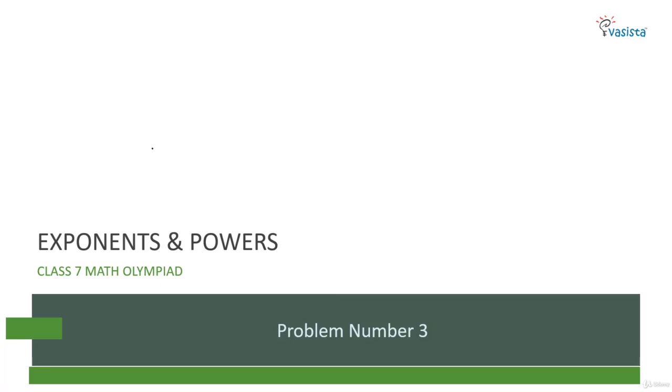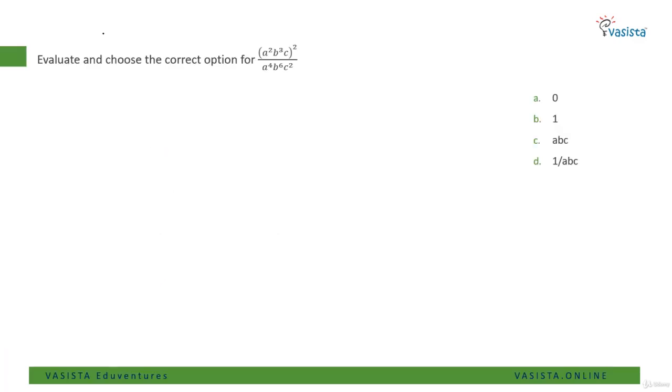Fine, let me go with the third problem here. Evaluate and choose the correct option for (a² b³ c)² divided by a⁴ b⁶ c². Let us write that down.